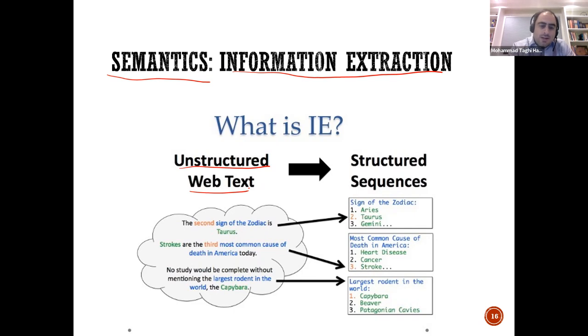For example, you will read, the second sign of the zodiac is Taurus. You will say that the first sign of the zodiac is Aries, then the second is Taurus, and the other one is Gemini. And the same for the other questions. So you will just read some sentences, some text, and you need to be able to answer it.